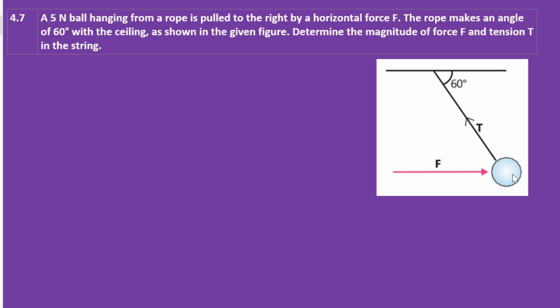This is the diagram, and we are shown here that this is a ball and its weight is acting vertically downward. I write here its weight is 5 Newton, which is acting vertically downward. We have to find this horizontal component of the force F and this tension in the string T.